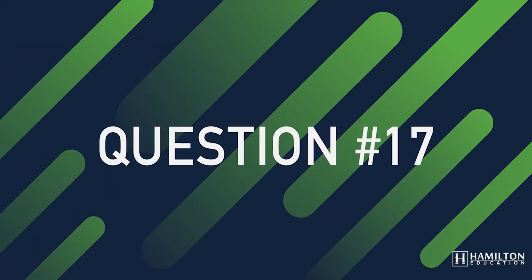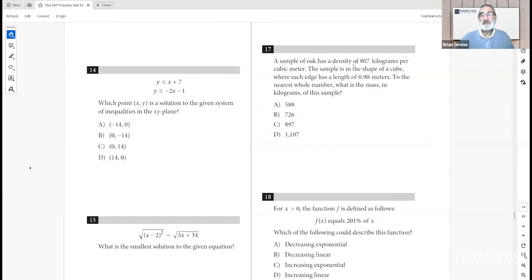Question 17. A sample of oak has a density of 807 kilograms per cubic meter. The sample is in the shape of a cube, where the edge has a length of 0.9 meters. To the nearest whole number, what is the mass in kilograms of this sample?